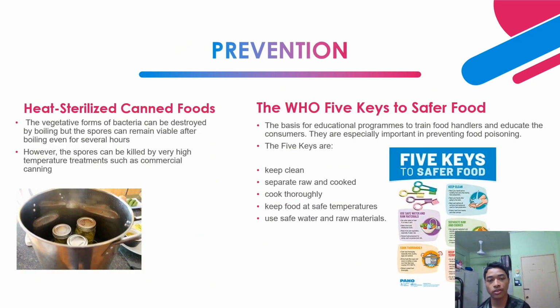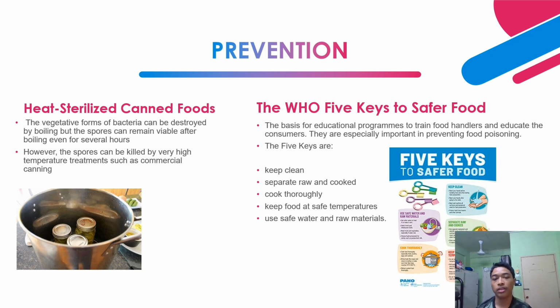These are ways to prevent Clostridium botulinum. The first one is to get heat-sterilized canned foods. The vegetative forms of bacteria can be destroyed by boiling. The spores can remain viable after boiling, even for several hours. However, the spores can be killed by very high temperature treatments such as commercial canning.